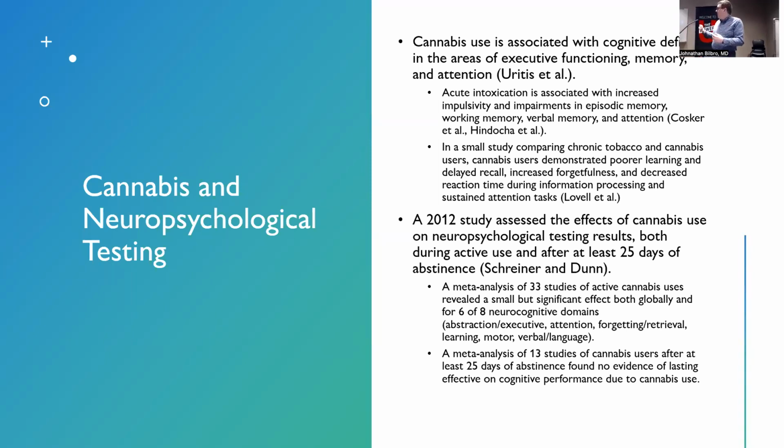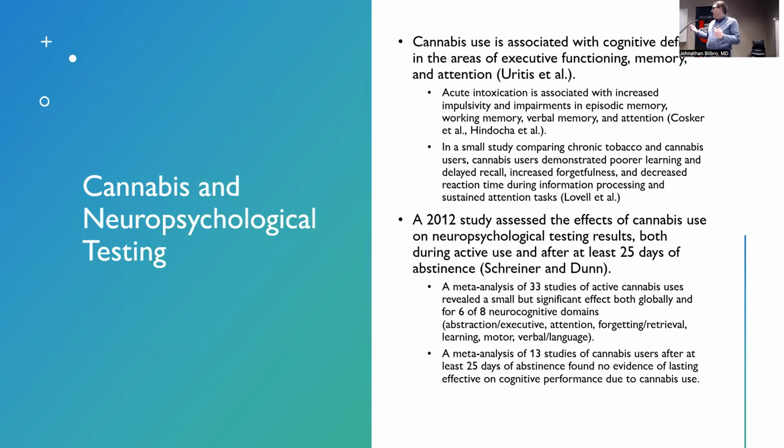There was a 2012 study that looked at this, and it was a study that actually did two separate meta-analyses. So it did one meta-analysis of 33 studies that looked at active cannabis users. And it found a small but significant effect both globally on neuropsych results and then on 6 of 8 individual neurocognitive domains that I listed here. So small but clinically significant effect of cannabis on the testing results.